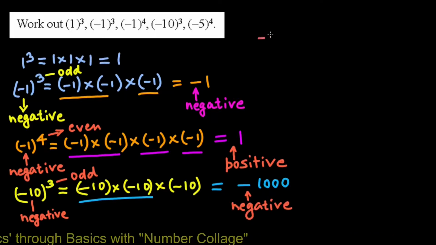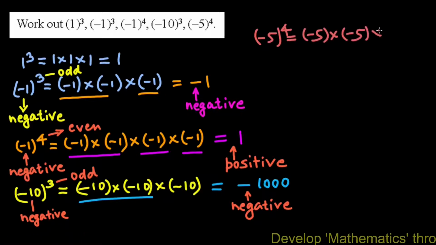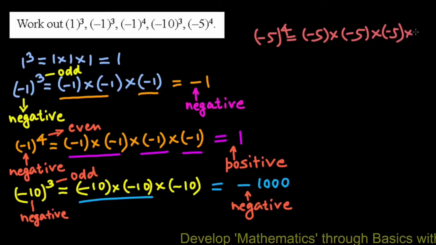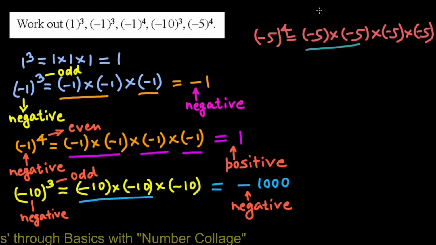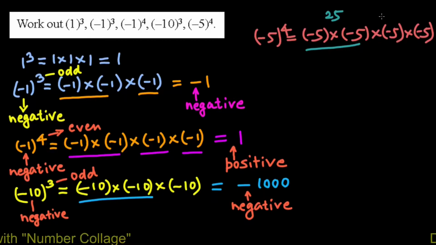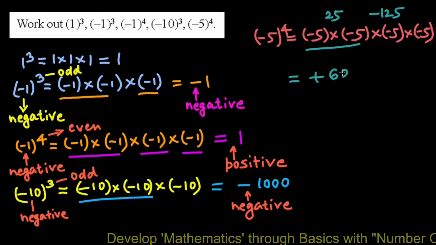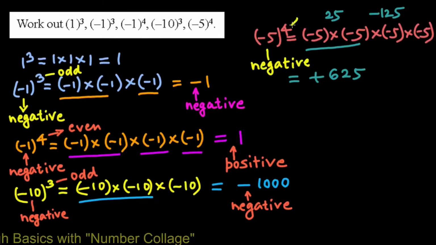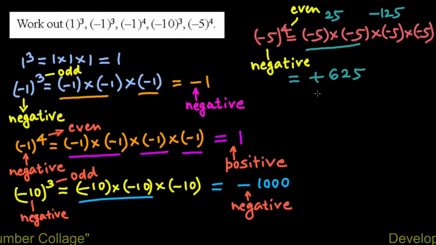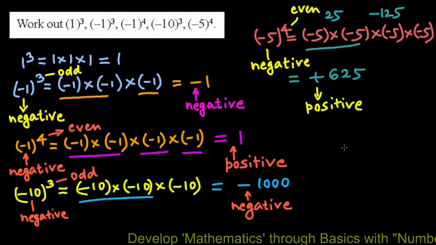negative. Minus 5 raised to 4 will be minus 5 multiplied by minus 5 multiplied by minus 5 multiplied by minus 5. Now minus 5 multiplied by minus 5 will be plus 25. 25 multiplied by minus 5 will be minus 125, and minus 125 multiplied by minus 5 will be plus 625. So we observe that when the base is negative and power is an even number, then the answer is positive. So you can remember these rules for future calculations.